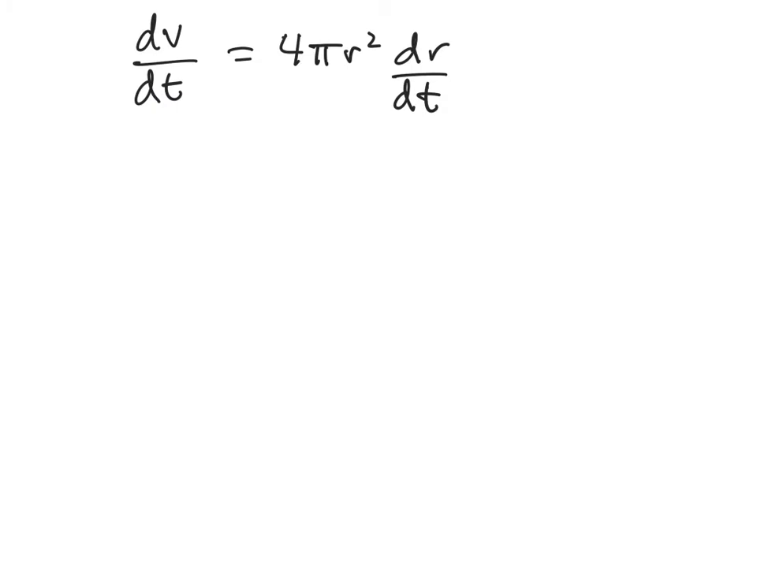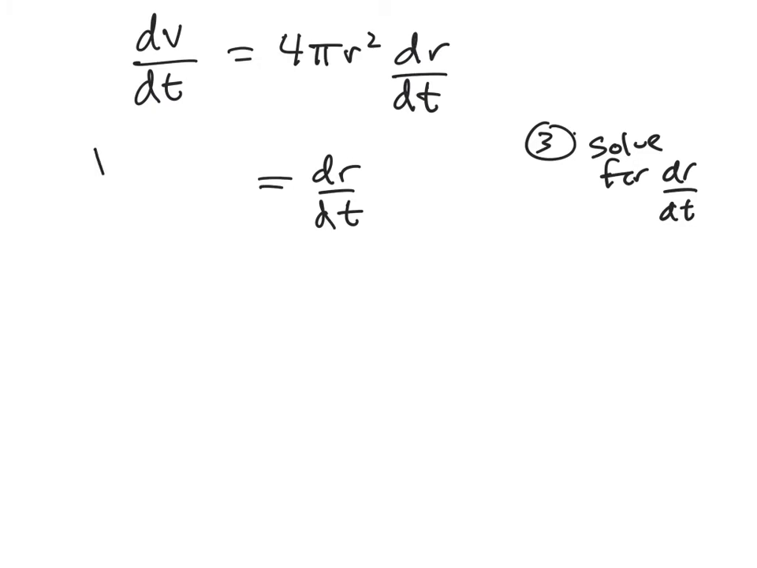Now, at this stage, I do have some information from before, and I could plug it in, or I could do step 3, and since it wants dr dt, I'm going to solve for dr dt first. Well, that's pretty easy. So dr dt will just be 1 over 4 pi r squared times the dv dt. Okay? Now at this stage, I can plug in my information. And I'm going to flip the sides because I like the dr dt to be here.